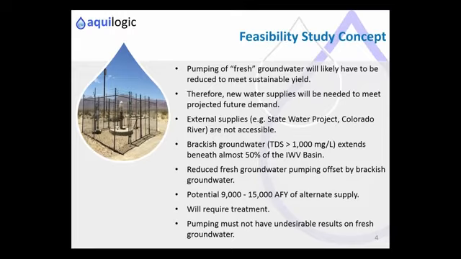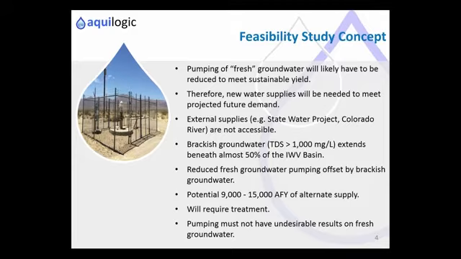We're going to need new water supplies in order to meet projected future demands. External supplies from folks like the State Water Project or the Colorado River are not accessible to this area. We've got brackish groundwater, that is water with total dissolved solids concentrations greater than 1,000 milligrams per liter, that extend across at least half of the Indian Wells Valley Basin.